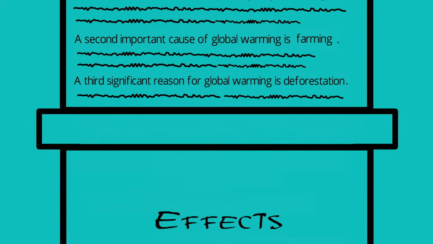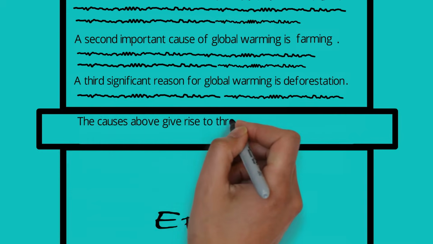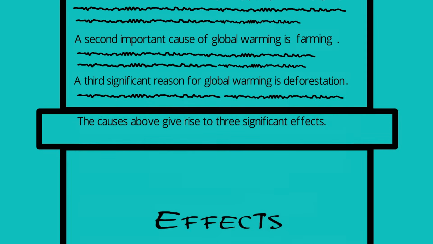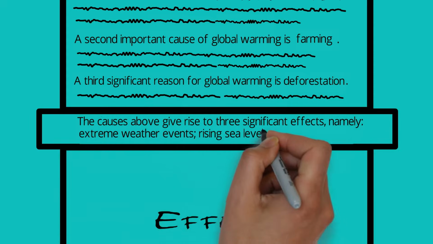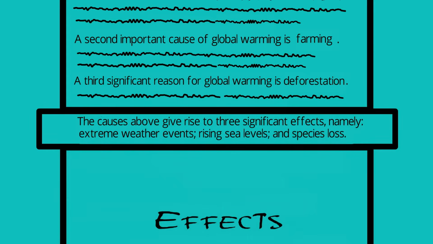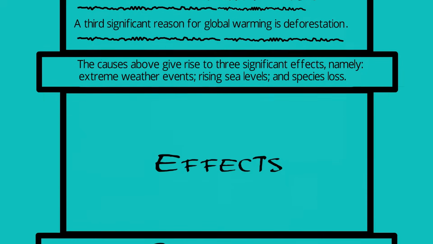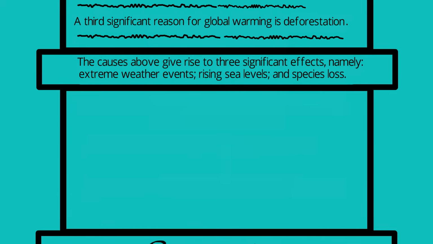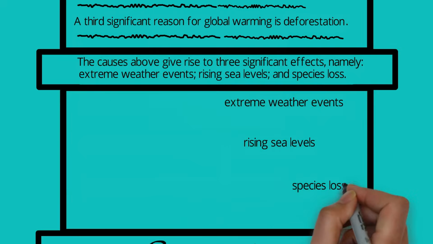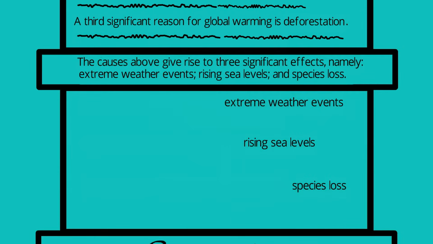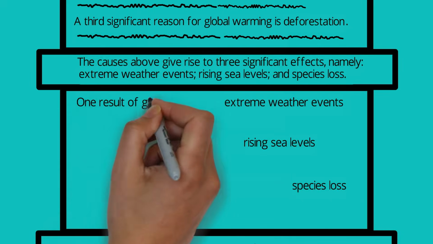Or you could make it a bit longer, for example, the causes above give rise to 3 significant effects. Or we could actually make this even more detailed, like a mini thesis in the middle of the essay, by saying what the effects are. The causes above give rise to 3 significant effects, namely extreme weather events, rising sea levels, and species loss. So those are the effects I'm going to put in this essay: extreme weather events, rising sea levels, and species loss. And again, I need to make these into topic sentences and add supporting ideas.